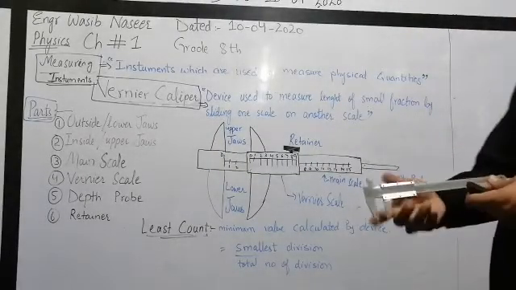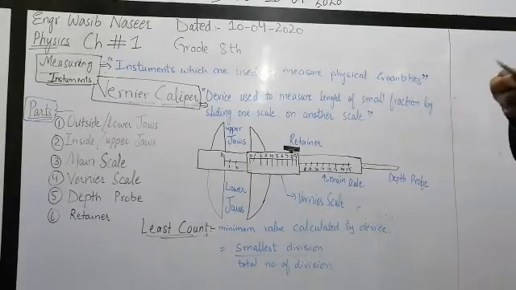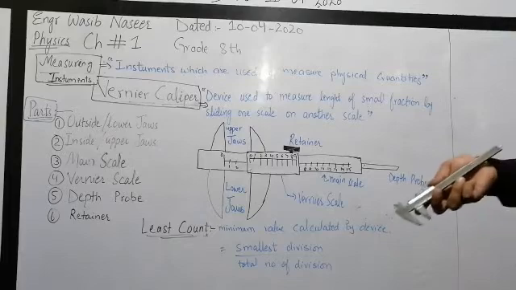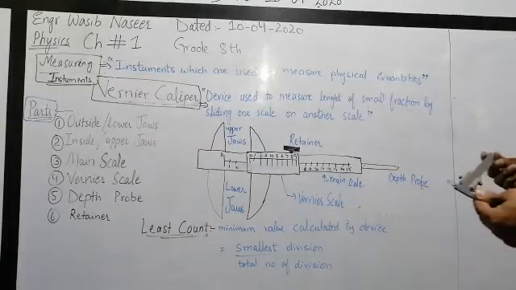Then there is a main scale which gives us the reading in centimeters. Its length is about 15. Usually it is 15 centimeters, but some Vernier calipers may have 20 to 25 centimeters.